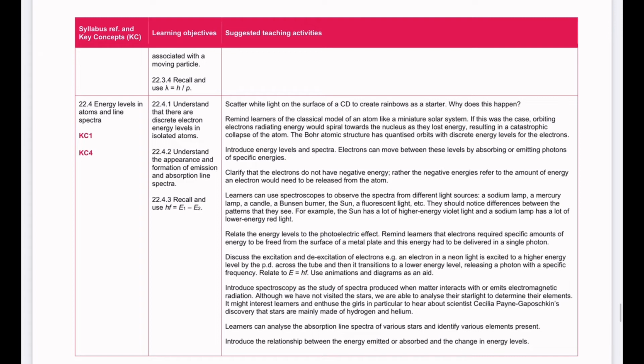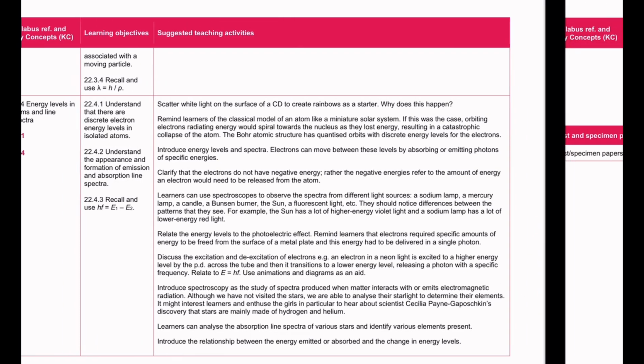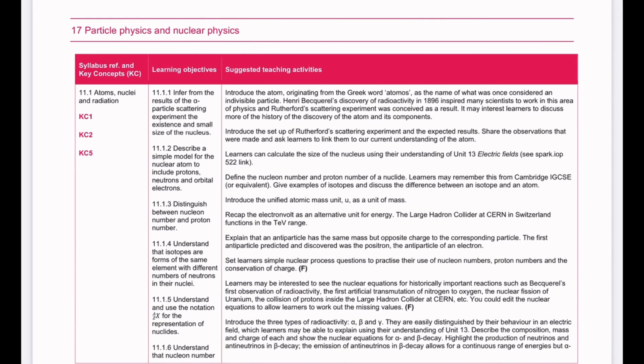Learning objectives. 22.4.1. Understand that there are discrete electron energy levels in isolated atoms. 22.4.2. Understand the appearance and formation of emission and absorption line spectra. 22.4.3. Recall and use hf equals E1 minus E2. Number 17. Particle physics and nuclear physics.